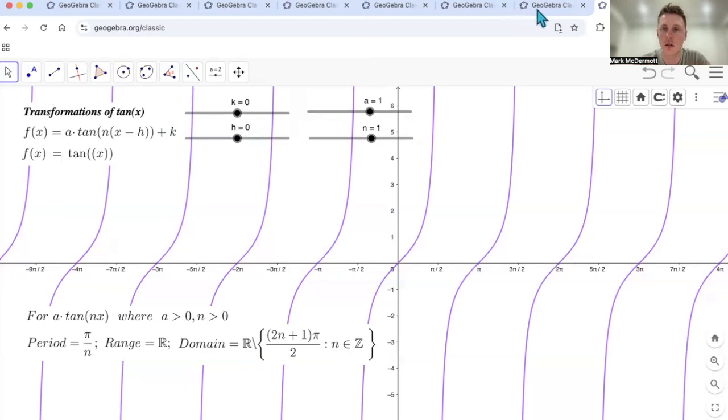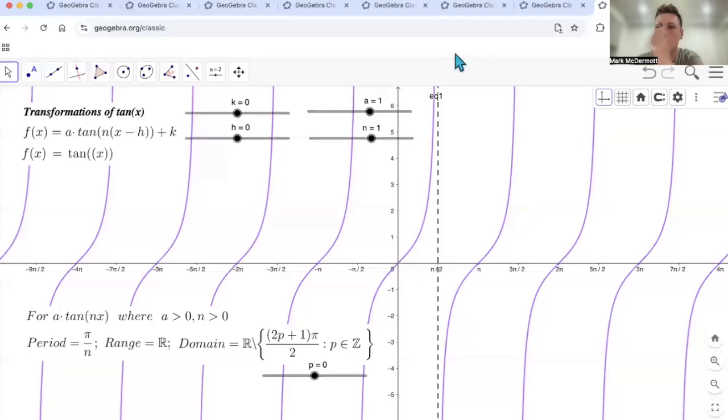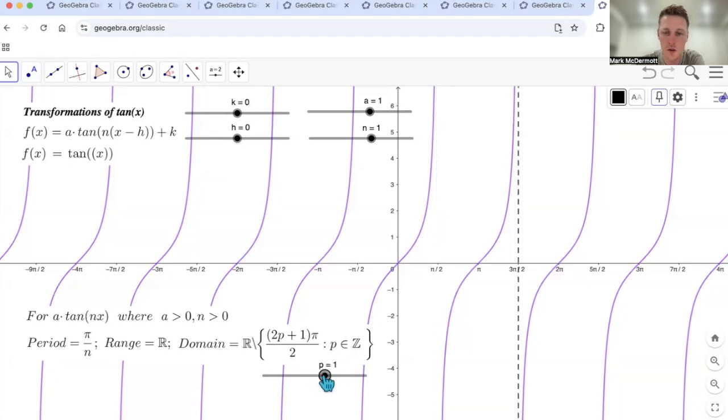Maybe I'll just show you that quickly. I just noticed I couldn't use the letter n because I'd already used that letter n. So let's just use the letter p. Basically, what we're saying is that the asymptotes are at 2p plus 1 pi on 2, where p is an element of integers. I've got a slider here for p. If we change p, you can see that we get our asymptotes at those values. Interesting to think about.